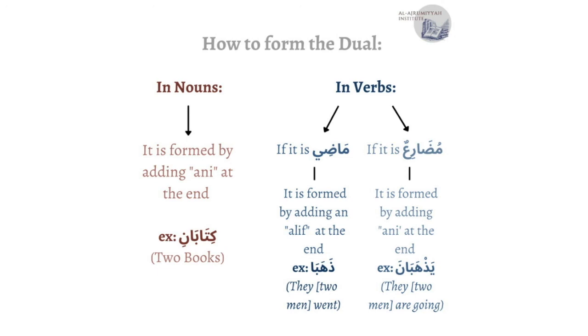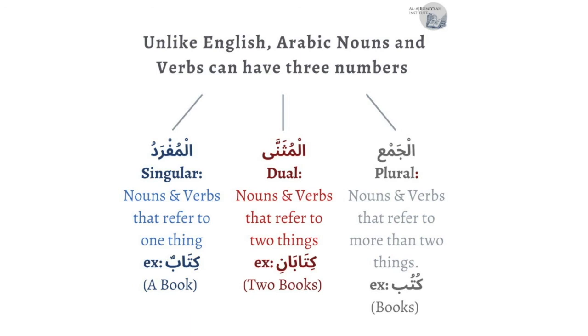This is what the dual is in the Arabic language. So in a brief sense, these are the 3 numbers that we can have in the Arabic language. 2 of them being found in English are the mufrad and the jama', the singular and the plural. And then 1 which is only found in the Arabic language, unlike English, which is the muthanna, the dual. Nouns and verbs that refer to 2 things, yani specifically only 2 things, not 1, not 3 or 4, but specifically 2.